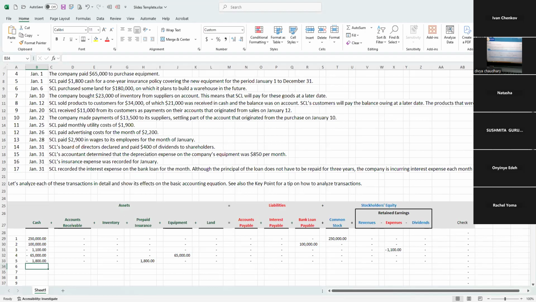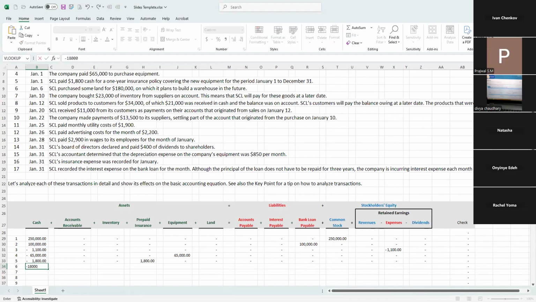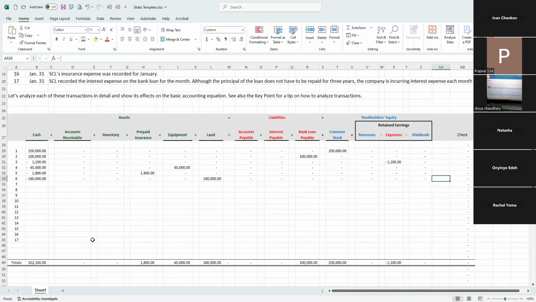So what is going to happen? Cash will decrease, minus $180,000, and land will increase by 180,000. Liability? No. Equity? No. Are we in balance? Yes. Perfect.